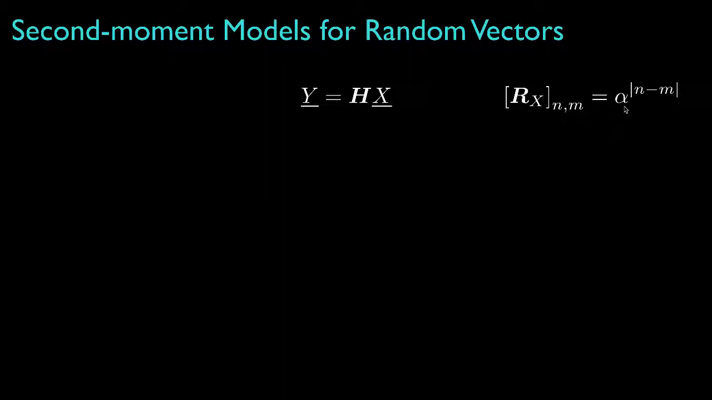Now for a specific example, let's assume that the autocorrelation matrix for x looks like this, where alpha is equal to 0.9. What this tells us is that the element in the nth row and mth column is equal to alpha raised to the power of the absolute value of n minus m.